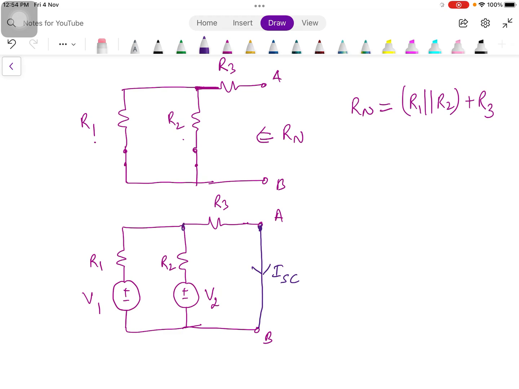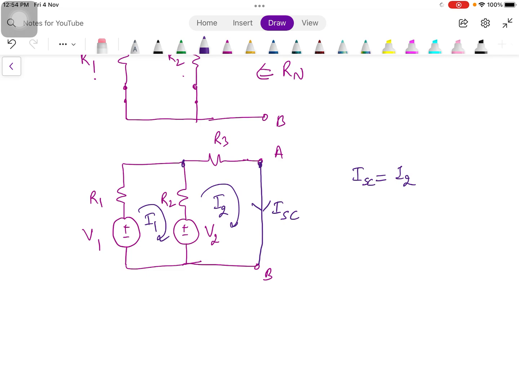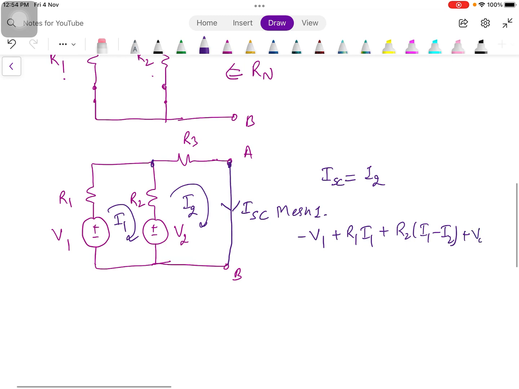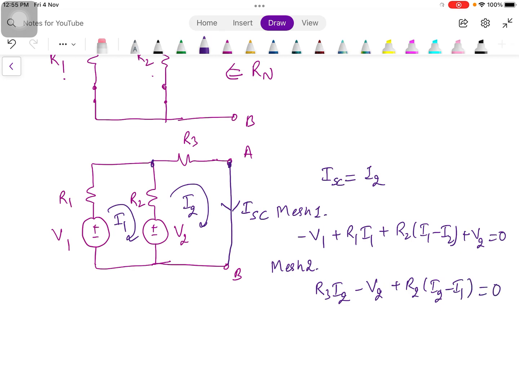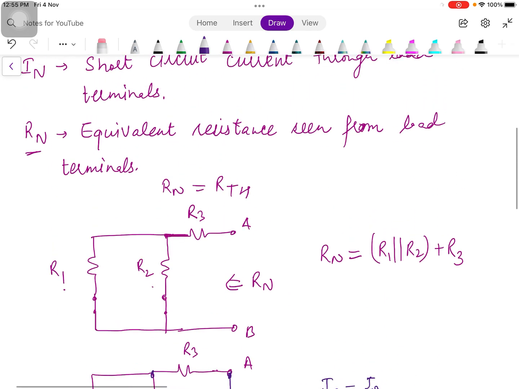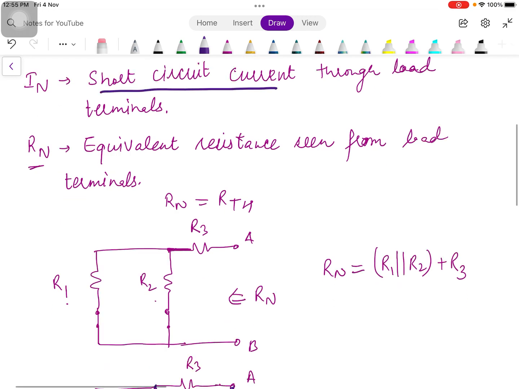Now how to find out the short circuit current? It's our choice. We can go with mesh analysis. We can assign currents I1, I2, then ISC is the same as I2. For finding I2, we need to write two equations, mesh 1 and mesh 2. So if I write the equation of mesh 1, then it's minus V1 plus R1 into I1 plus R2 into (I1 minus I2) plus V2 equal to 0. So that is the mesh 1 equation. The mesh 2 equation is the drop across R3, R3 into I2, minus V2 plus R2 into (I2 minus I1). So we can solve these two equations simultaneously to get the value of I2, and that is the value of ISC. ISC is basically the Norton current, because the Norton current is the short circuit current.